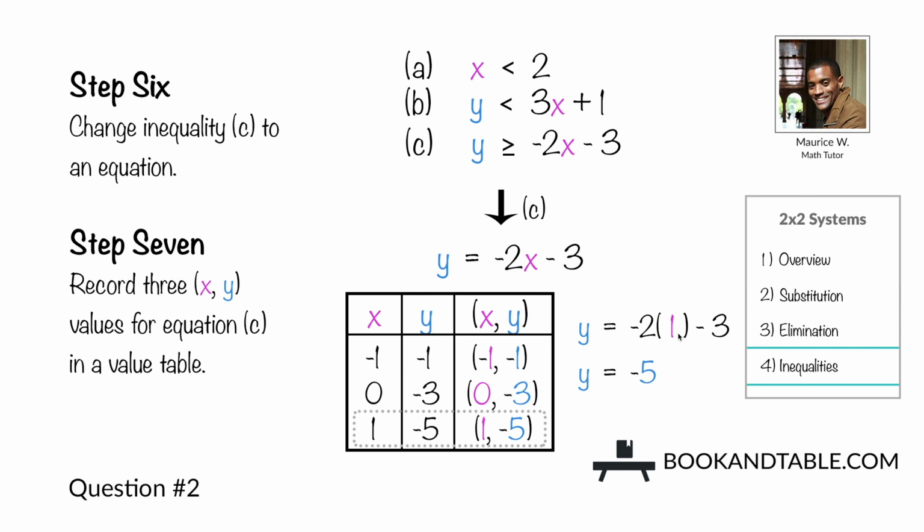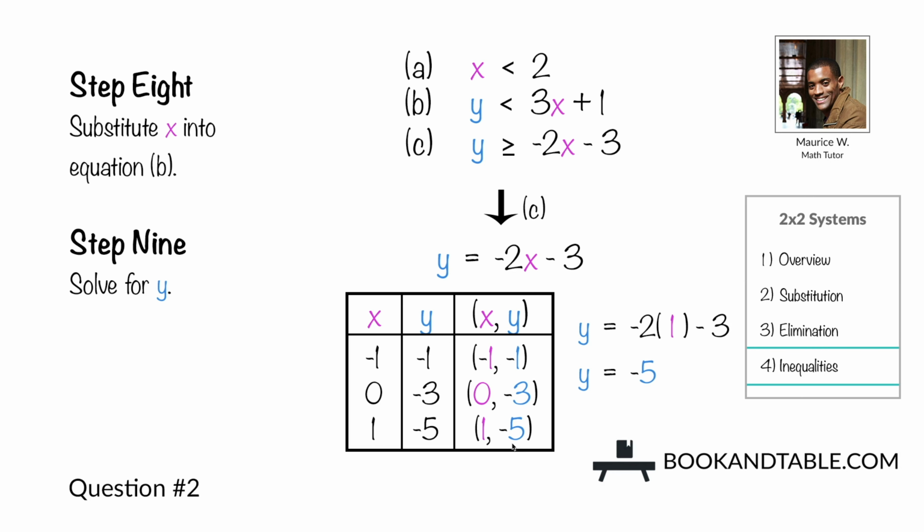And when x is 1, y is -2 times 1, which is -2. -2 minus 3 is -5. So 1, -5 is the last value in this value table. So now we have value tables for A, B, and C. So we want to find the vertices for AB, AC, and BC.